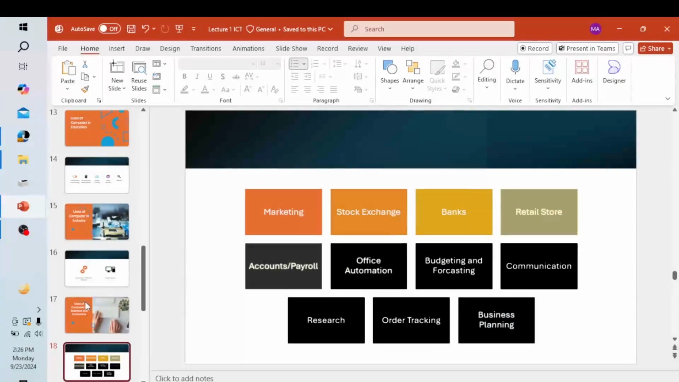Marketing, stock exchange, banks, retail store, accounting and payroll, office automation, budgeting and forecasting, communication, research, order tracking and business planning. So first of all we will discuss marketing. Any business organization can use computers for marketing their products. Marketing applications provide information about the products to the customers. Computers are also used to manage the distribution systems, advertising and selling activities.